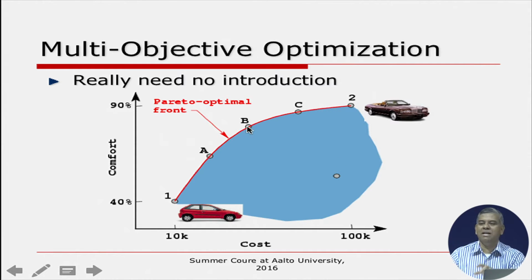Unfortunately, there is no one. So if you give me one, I have to give you one. If you give me another one here, I have to give you another one here. So it's an optimal set. But 2 points from the optimal set, one is not better than the other with respect to all objectives.